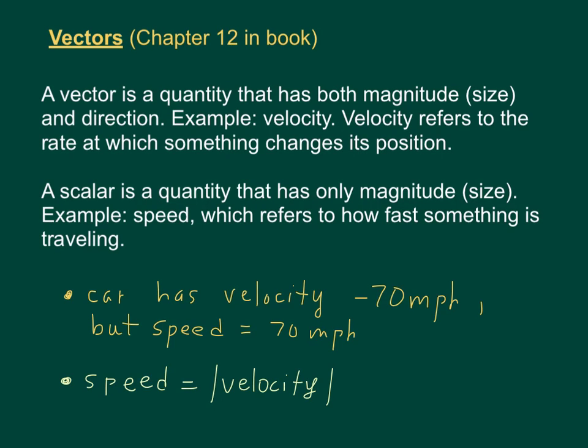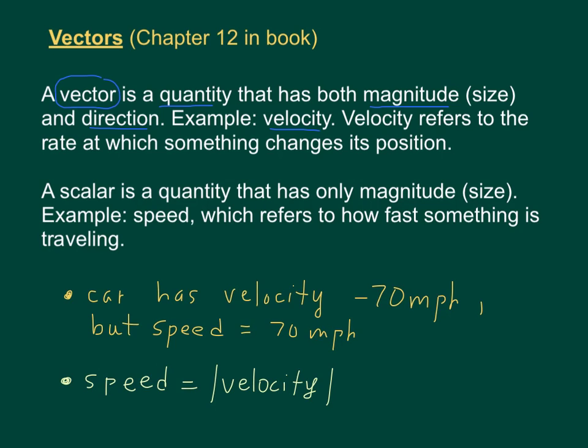Alright, so this chapter is titled Vectors, so we had better start by identifying what a vector is. It's a quantity that has two things. It has both magnitude, which is a fancy word for size, as well as direction. Now, a very common example is velocity.